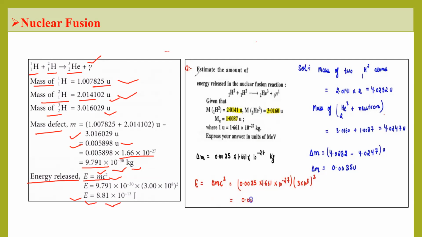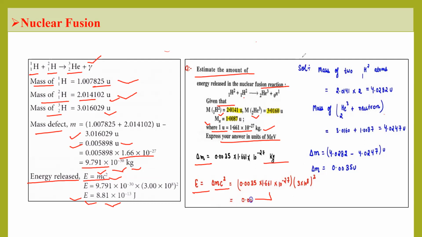Now, the second example is to estimate the amount of energy released in a nuclear fusion reaction like this: 1H2 plus 1H2 gives 2He3 and 0n1. The masses of 1H2, 2He3, and the neutron are given, where Mn means neutron, and 1 U is equal to 1.66 into 10 to the power minus 27 kilograms. Express your answer in mega electron volts. First, we have to calculate the mass defect, delta M. It is 0.0035 into 1.66 into 10 to the power minus 27 kilogram. Now E is equal to delta M c square, and we put in the values and get the answer.